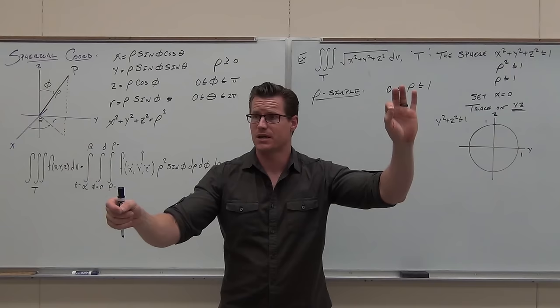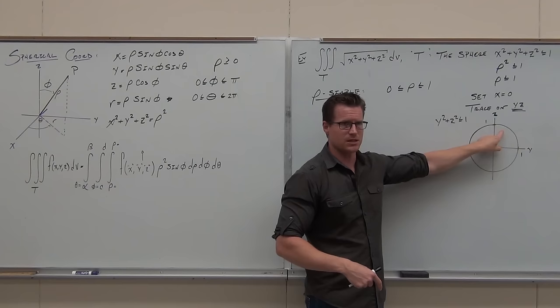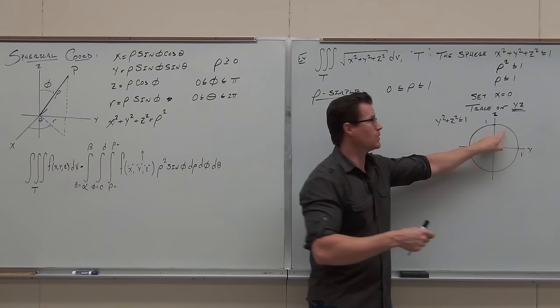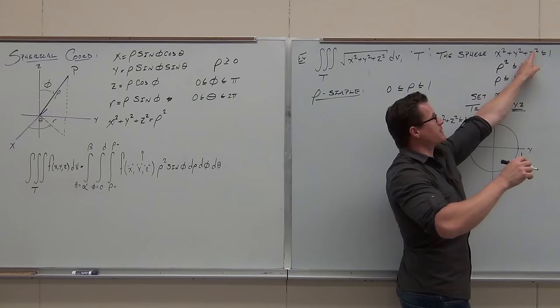You can't let this stay x, y, and z. You have to define it in terms of rho. Does that make sense? So yes, we got the circle here, but this whole thing stems from this. This whole thing is rho equals 1, to the edge of that circle. Now, do it the same way.